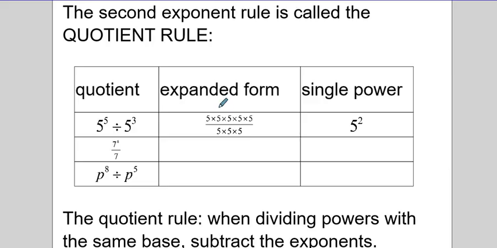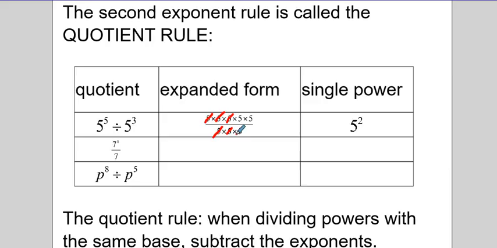So the top one would be 5 times 5 times 5 times 5 times 5 of them. And the bottom one is 3 5s multiplied. Now, when you have a setup like this, it's essentially a fraction where you can start canceling things out. So this 5 cancels out with this 5. This 5 cancels out with this 5. This one with this. And what are you left with? 5 times 5, which is 5 to the power of 2.